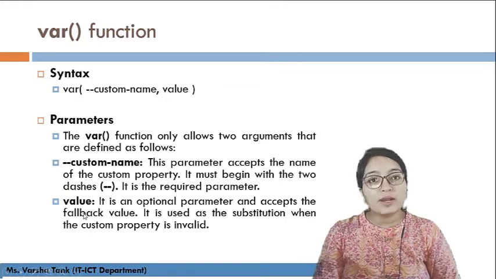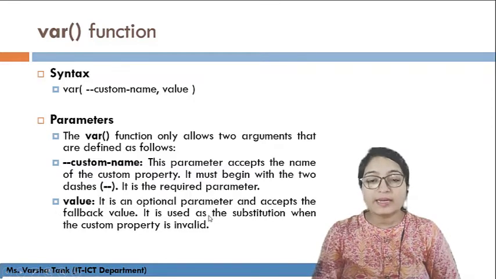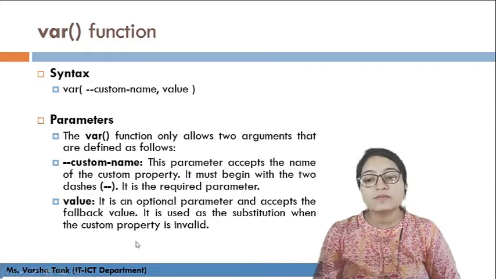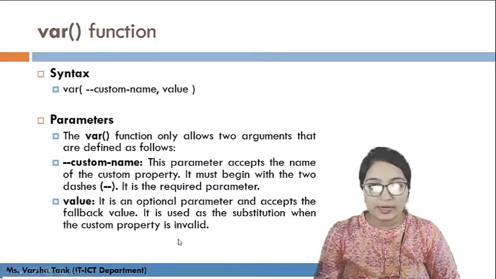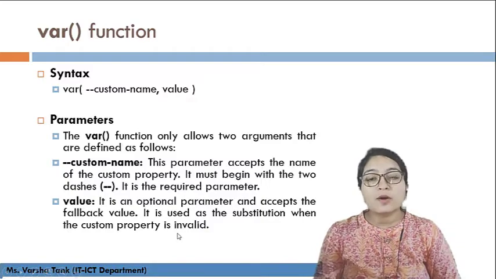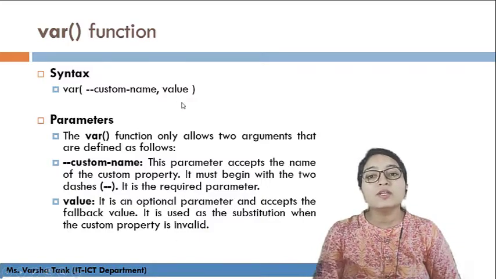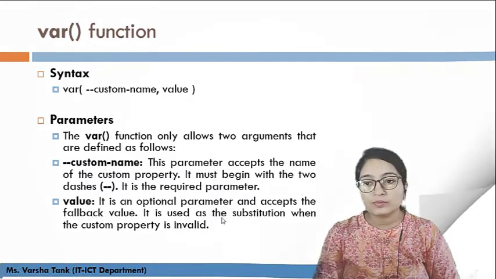Then the next one is the value. It is an optional parameter and accepts the fallback value. It is used as the substitution when the custom property is invalid. So when the custom property is invalid, at that time it will use this value.